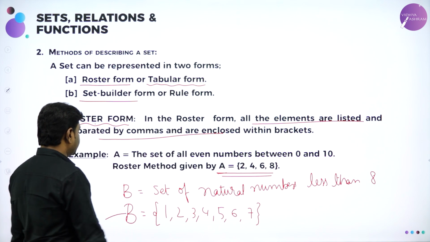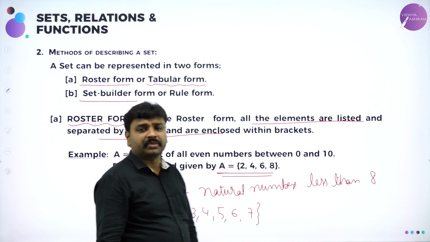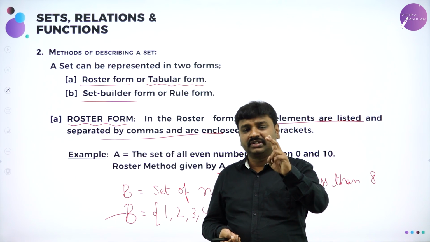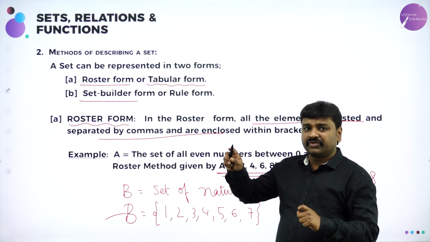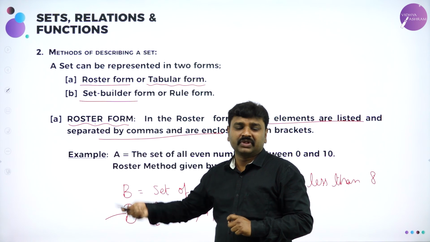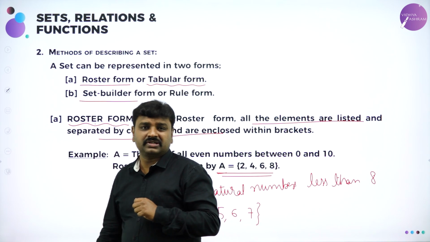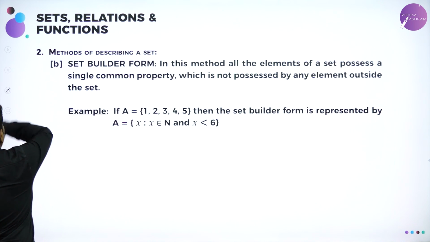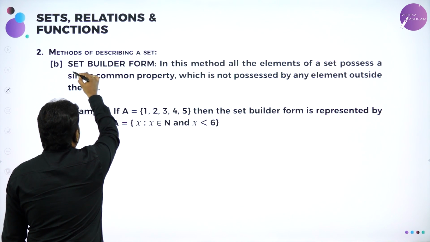So this is a representation. One method I told you. How many methods can we use to represent any set? A set can be represented in two methods. One is roster form, the other one is set builder form. For roster form, the other name is tabular form, and for set builder form, the other name is rule method. So now we go forward to the second method, that is set builder form.